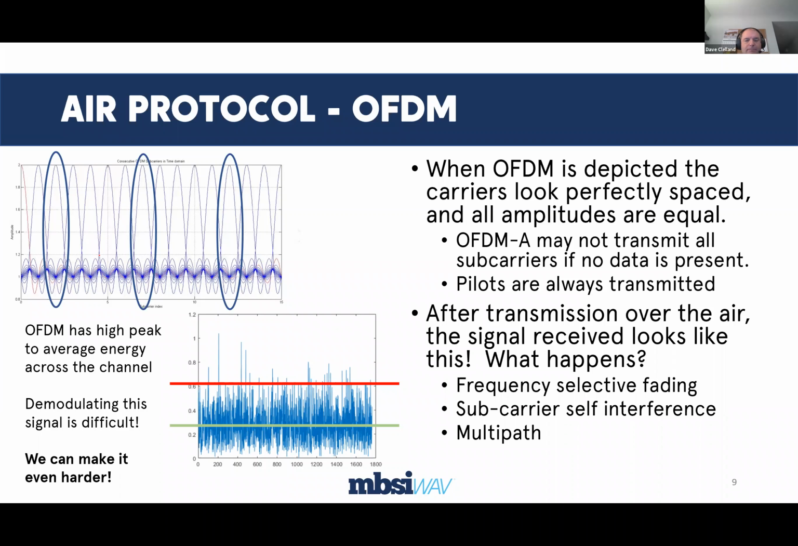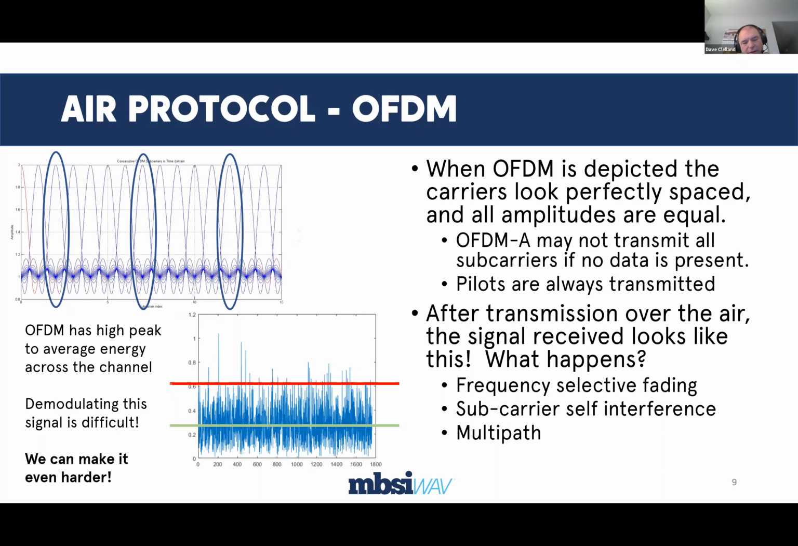You're going to see some energy very high, some energy very low. Your average energy is going to be this green value here, the green axis on the graph, and the peak power is going to be somewhere near the red. So you can see the difference between the peak and the average. So this is the peak to average ratio.